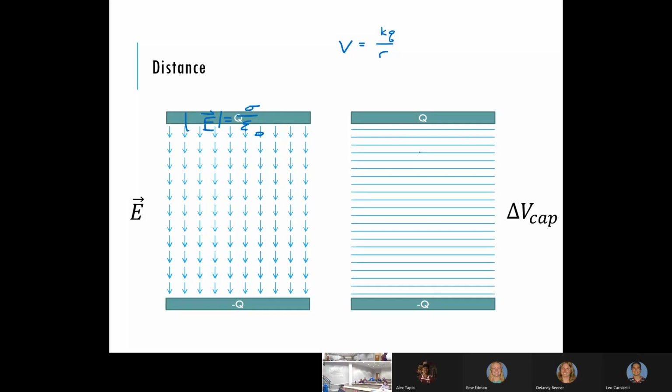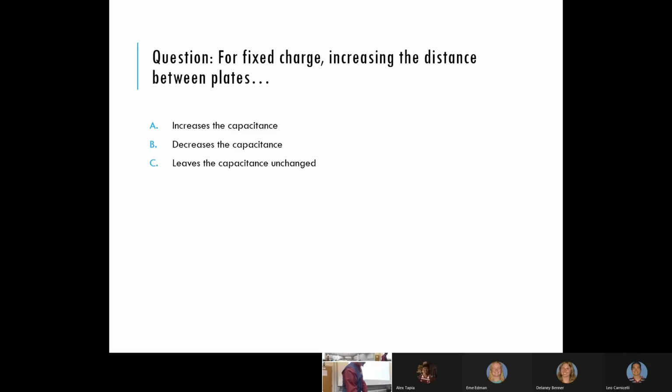So we have an idea here. We said that the capacitance is proportional to the area, and that the capacitance is inversely proportional to the distance. As I increase the area, the surface charge density goes down, the spacing between the equipotentials increases, and I get a smaller change. Whereas if I increase the distance between the plates, I have more equipotential lines between the plates, and so the capacitance goes down.